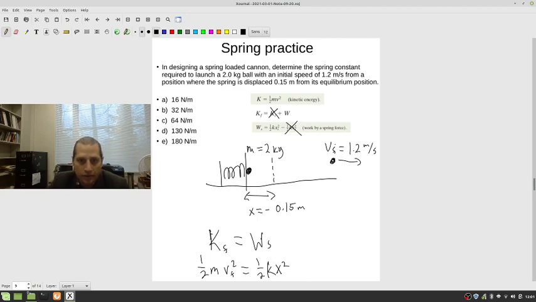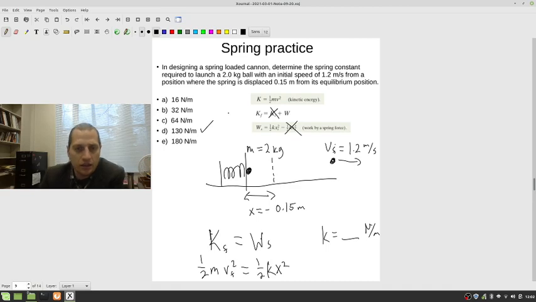So you know the mass of the ball, you know the final velocity of the ball, you know the x that the spring was squished down to, and what you want to find is k. And k, remember, is going to be some number in newtons per meter. Okay, so I'll let you do it. I think you're going to find something close to this.